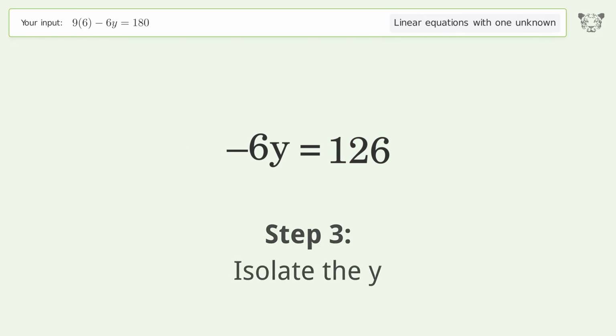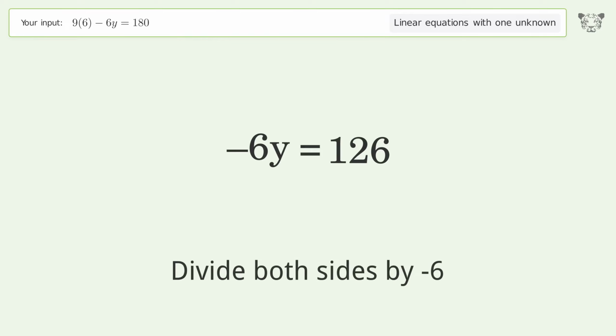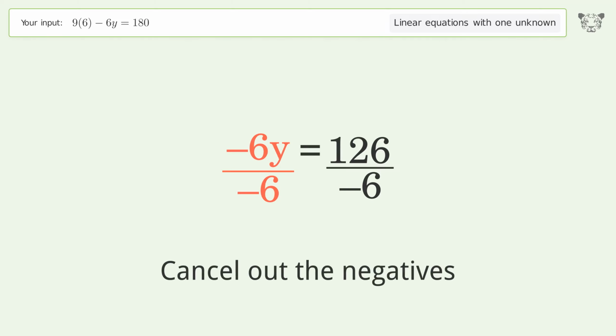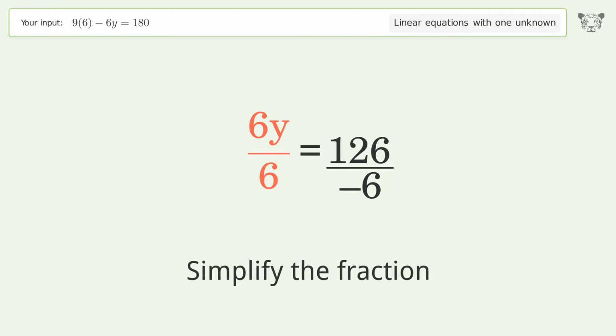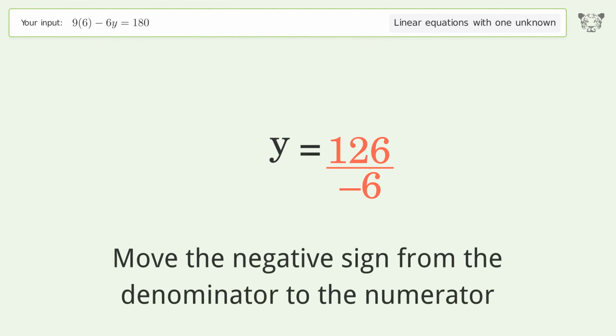Isolate the y. Divide both sides by -6. Cancel out the negatives. Simplify the fraction. Move the negative sign from the denominator to the numerator.